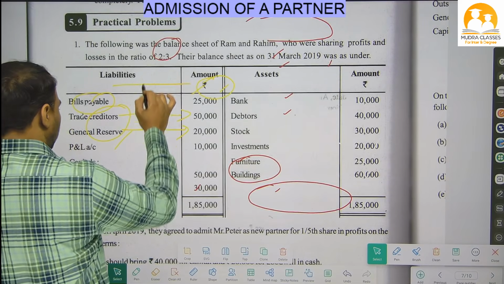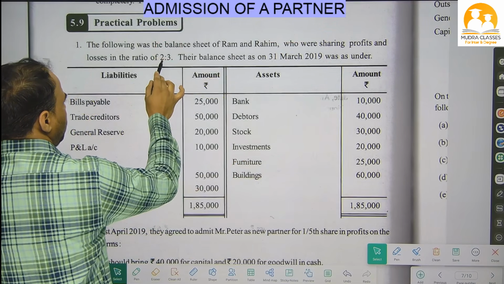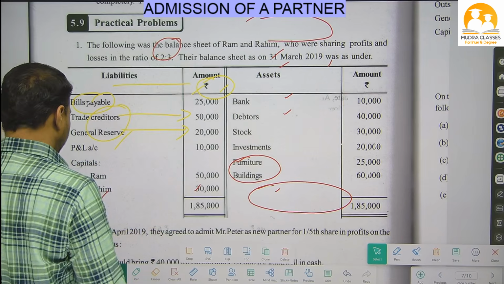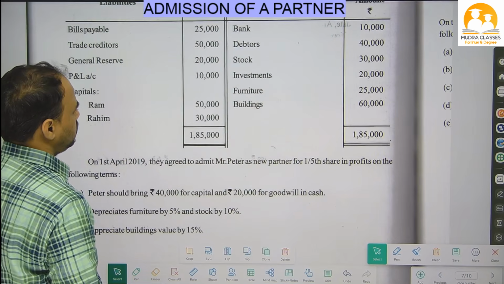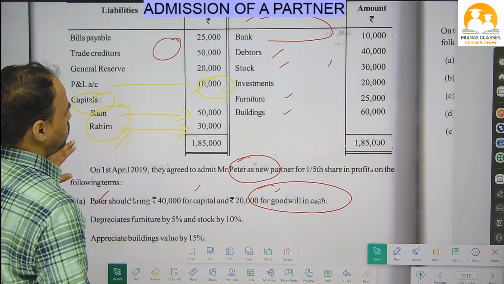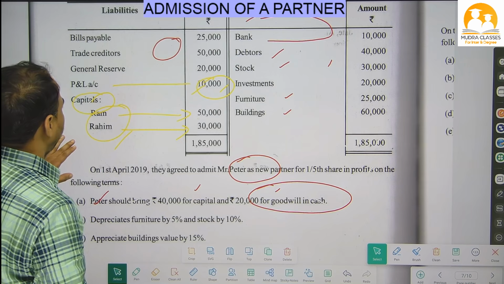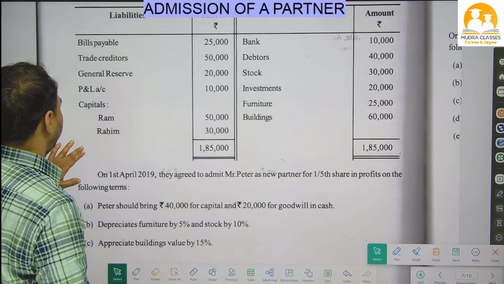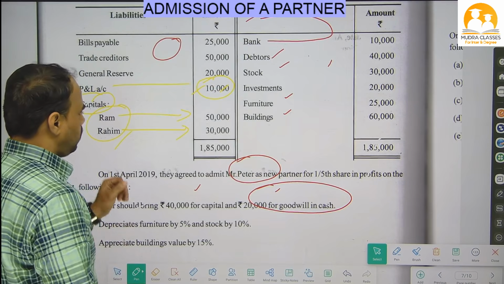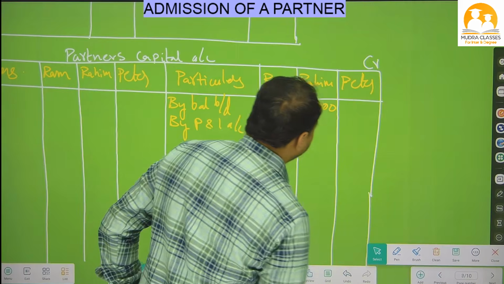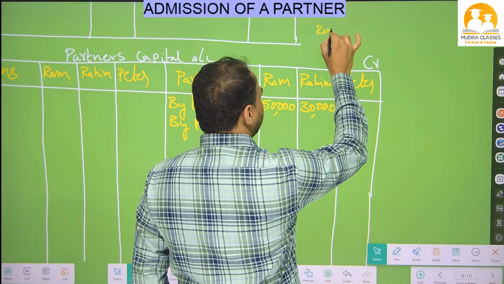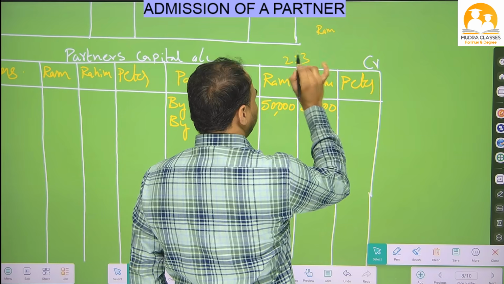See here in the question, clearly given, what is the ratio? 2:3. So in this ratio we have to distribute to the partners, Ram and Rahim. So we have to distribute to Ram and Rahim in the 2:3 ratio. Right. So in 2:3 ratio, the 10,000 rupees we have to distribute, Nana. See, first I will distribute to Ram and Rahim, they are sharing in the ratio of 2:3.